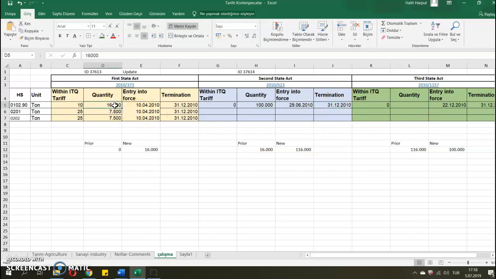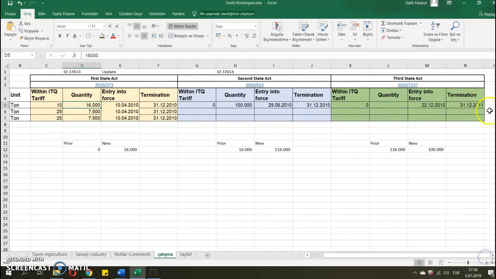this 16,000 is expired. But here with this state act, this 100,000 tons is extended until the end of year 2011. So our prior level here is 116,000 tons, and the new level is 100,000 tons, right, until 2011.